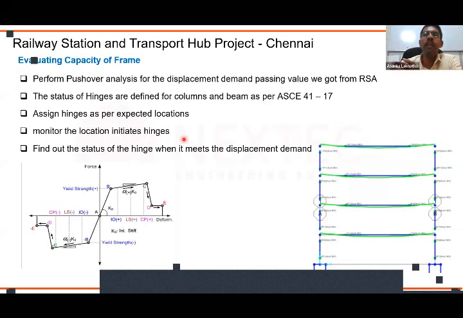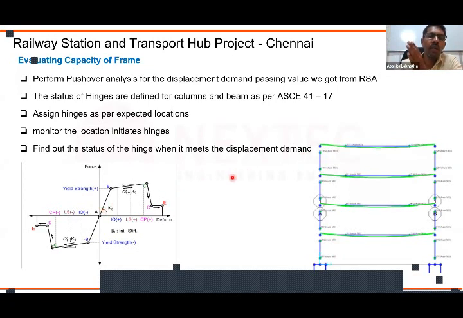to initiate the hinge. So after applying pushover loads, or running the pushover analysis, we can see how the hinges occur in this frame, whether it is on the beam or on the column. So we find out the status of the hinge when it meets the displacement demand. When it is at 50 millimeter, we can find whether this hinge is in favorable condition or not. You can see the hinge properties are given with this graph. This is the deformation versus force diagram, which approximately shows the hinge behavior applied for this one.